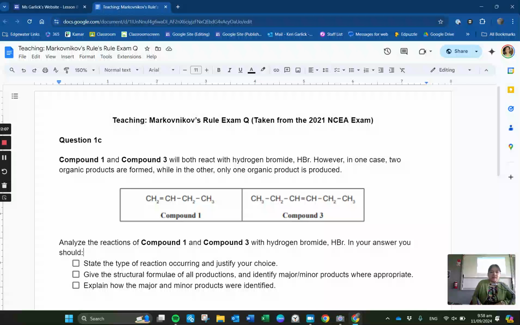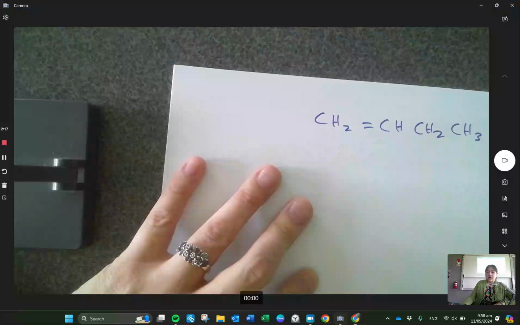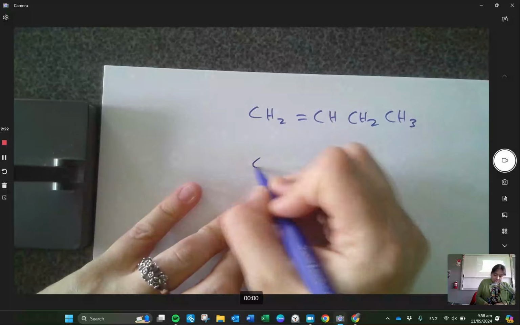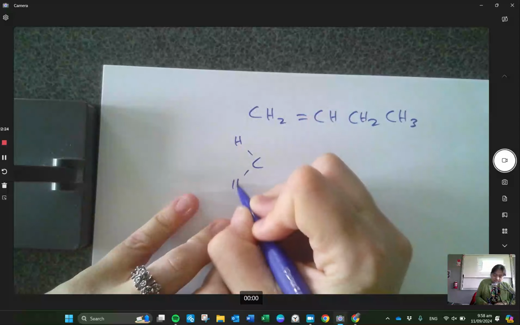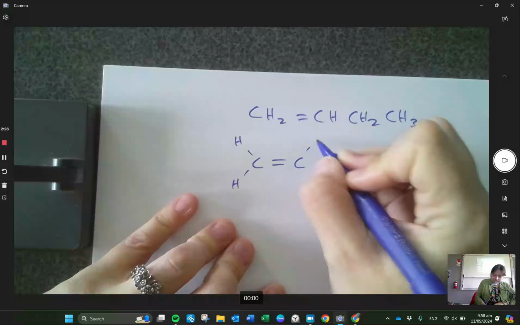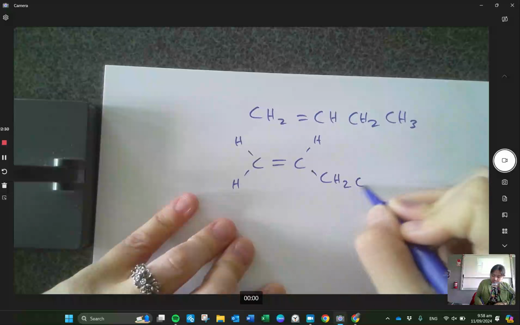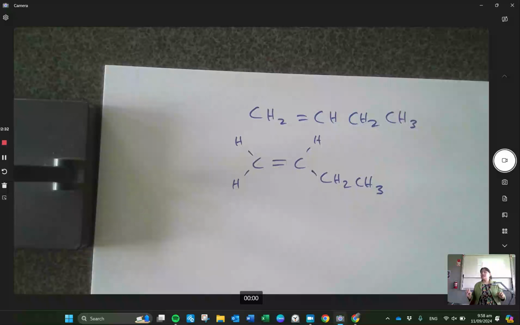So I'm just copying it down on my piece of paper and I'll switch it over. So you have CH2 double bond CH, CH2, CH3. I will also draw it out expanded just so you guys can see it that way too. All right, nice little refresher.